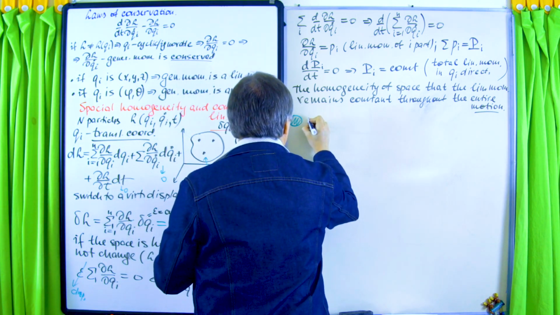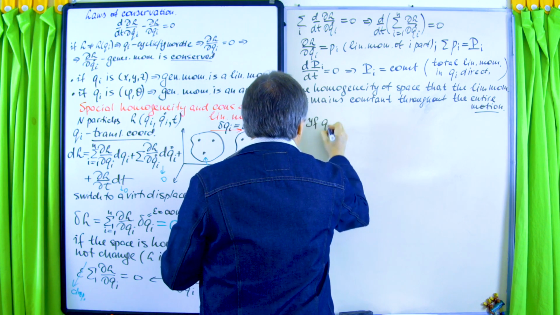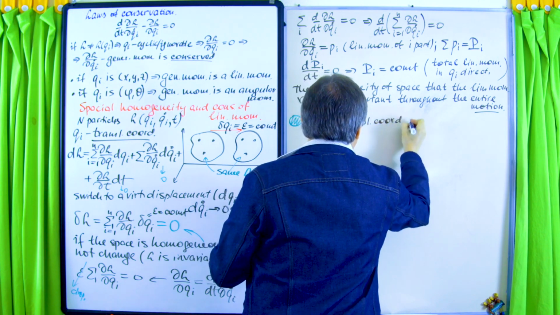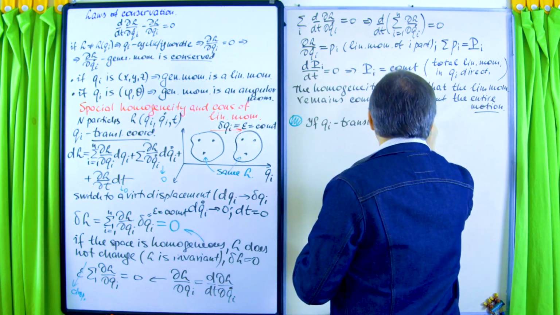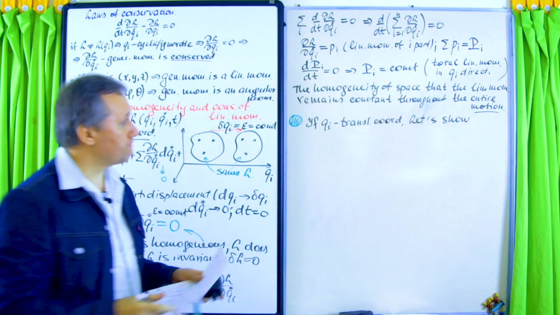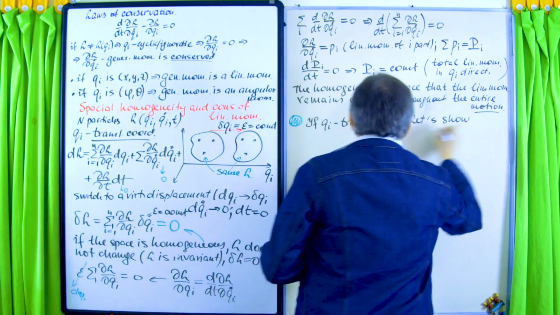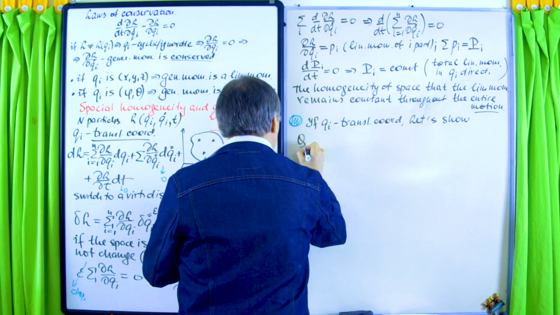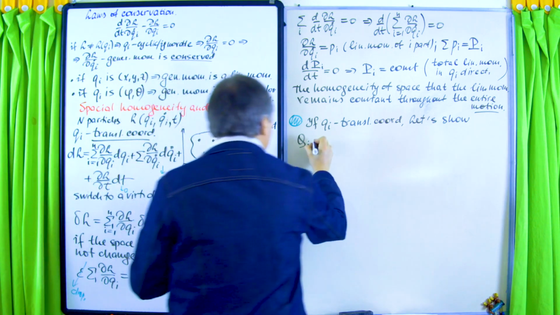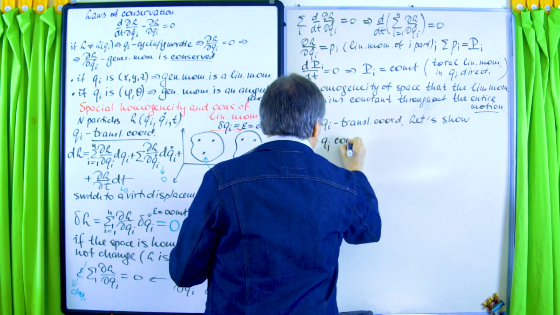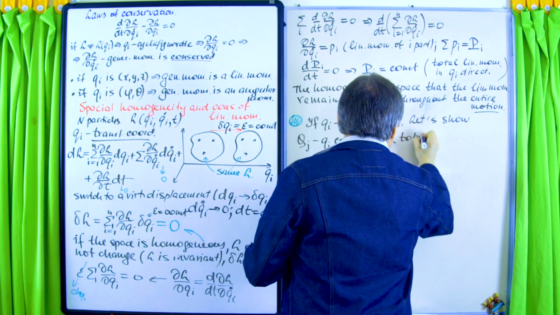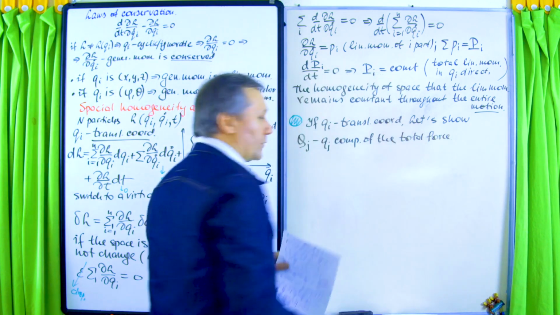Okay, so let me again state. If Qi is a translational coordinate, then let's show that Qj, which subscript I use, Qj, yeah, is the Qj component of the total force. Okay, that will be the first step.